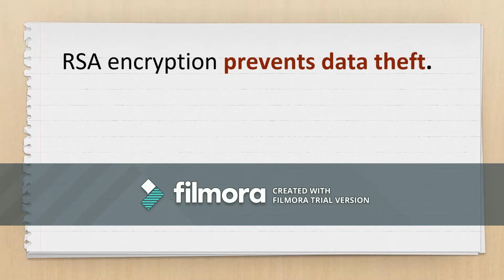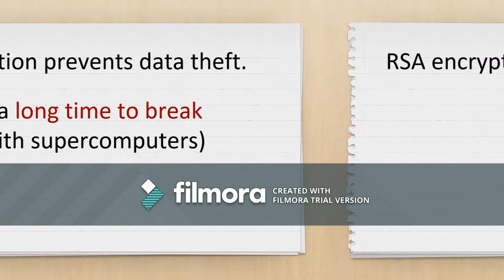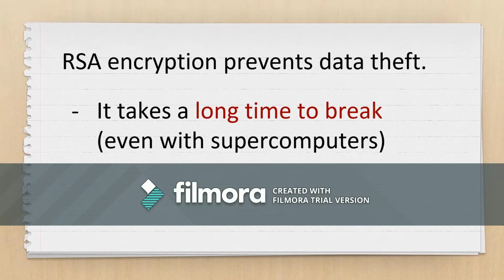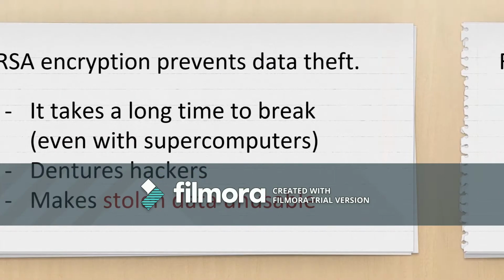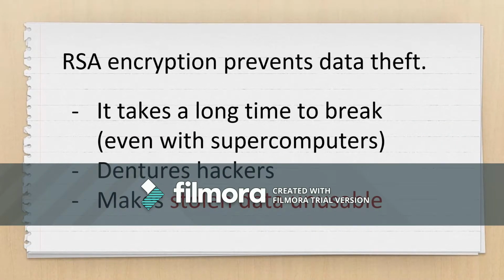RSA encryption is typically used to prevent data theft. RSA encryption takes years, maybe even hundreds of years to crack, even with a supercomputer. Because of this, hackers don't have the time or the patience to wait around to steal the data. Even if the data was stolen, the encryption makes the data impossible to read because the hacker won't have the proper keys to decrypt the data.